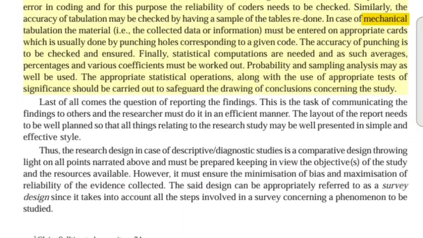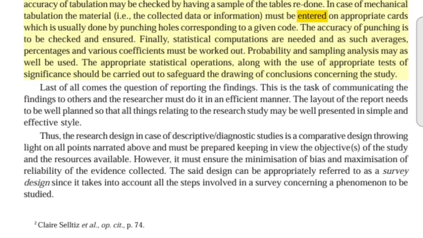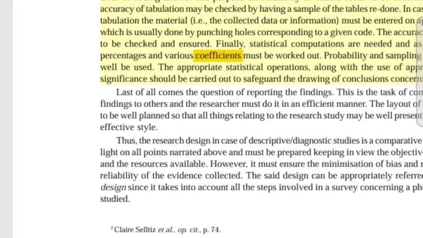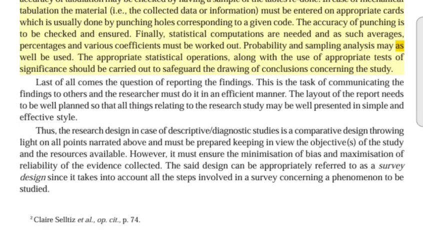In case of mechanical tabulation, the material, i.e., the collected data or information, must be entered on appropriate cards, which is usually done by punching holes corresponding to a given code. The accuracy of punching is to be checked and ensured. Finally, statistical computations are needed, and as such averages, percentages, and various coefficients must be worked out. Probability and sampling analysis may as well be used.